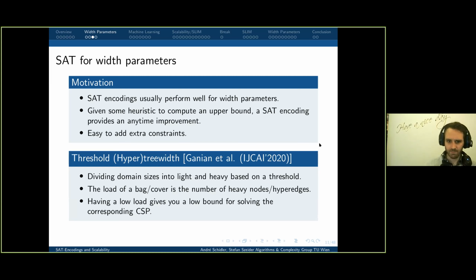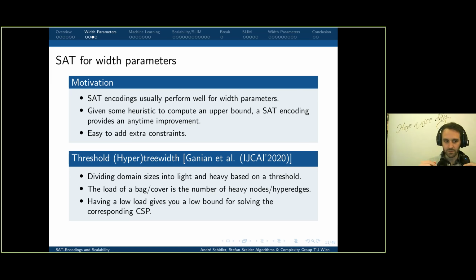And we worked on this in a paper last year, actually on this constraint satisfaction problem. We did this for tree width and for hypertree width. In constraint satisfaction, you have variables that can have more than 2 values, and so you have domain sizes. We fix a threshold and say everything above this threshold is heavy, and everything below this threshold is light. So you have heavy and light variables depending on the domain the variable can take.